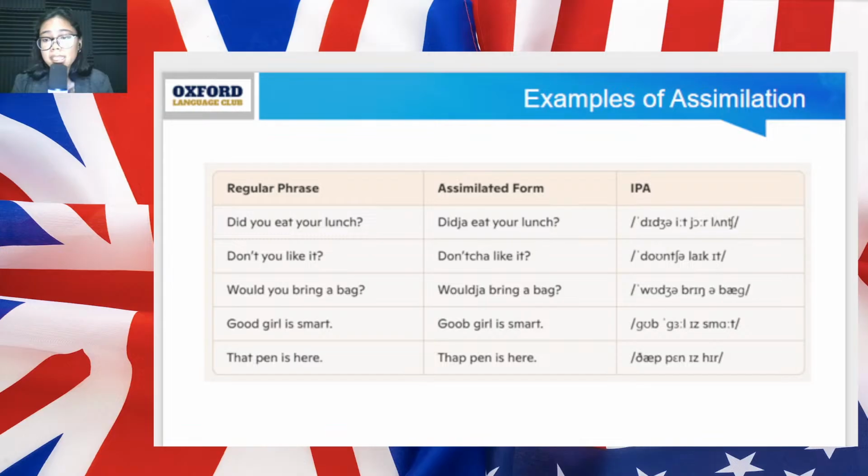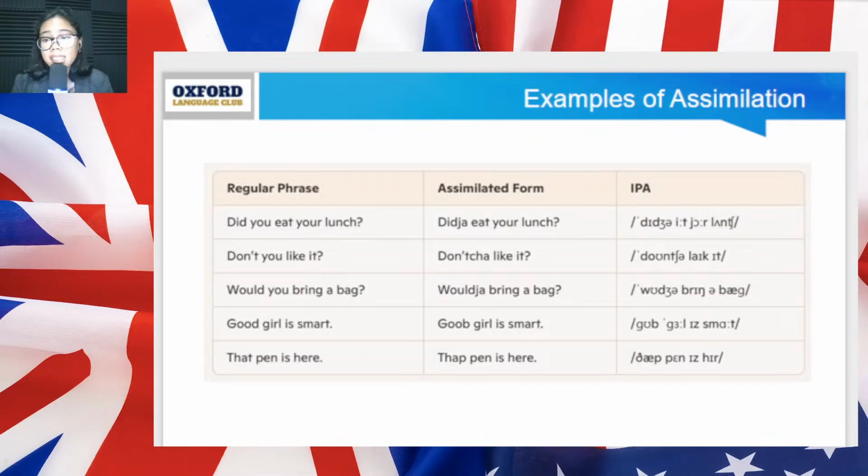Okay? Now, moving on to the fourth example. The full phrase is "Good girl is smart." Good girl is smart. If you pronounce it slowly, you make a clear D sound at the very end of "good" by touching your tongue to the roof of your mouth.